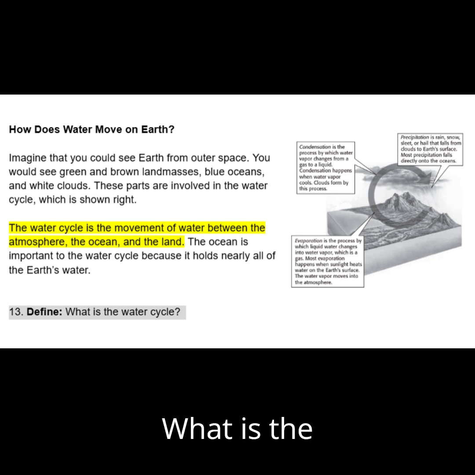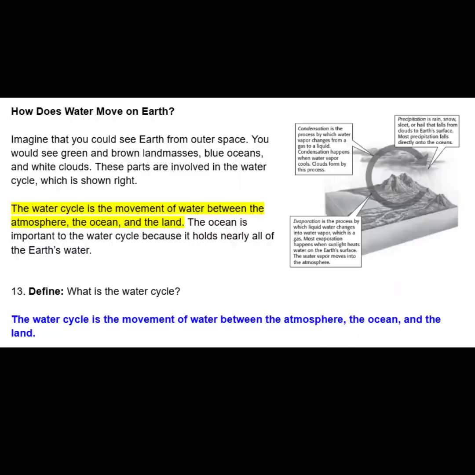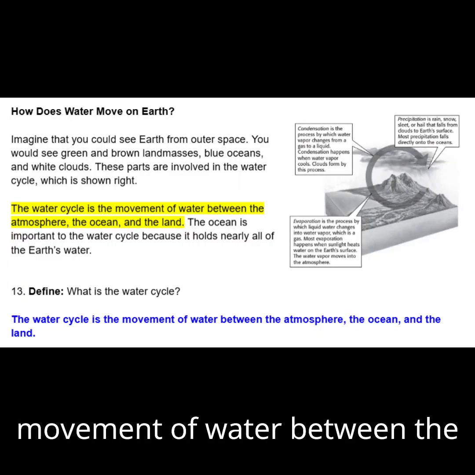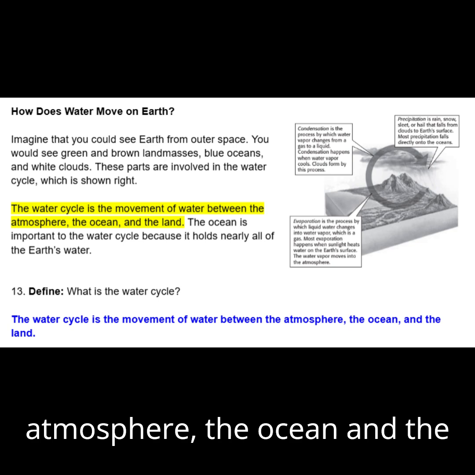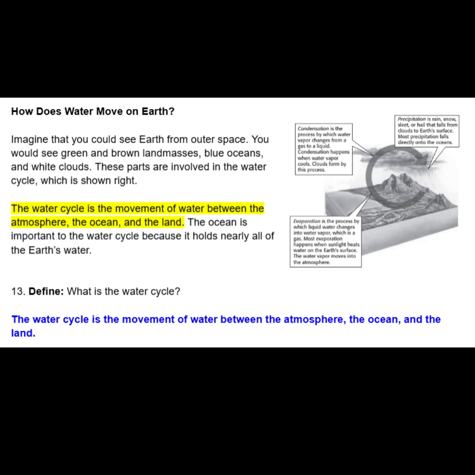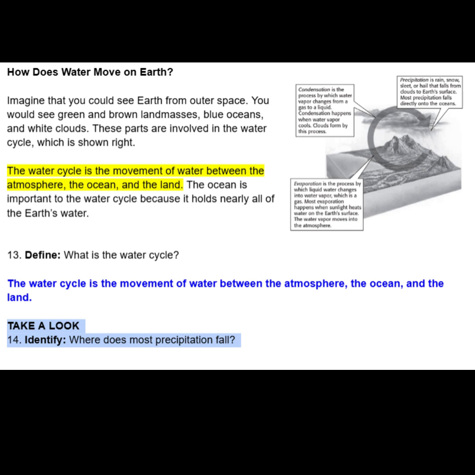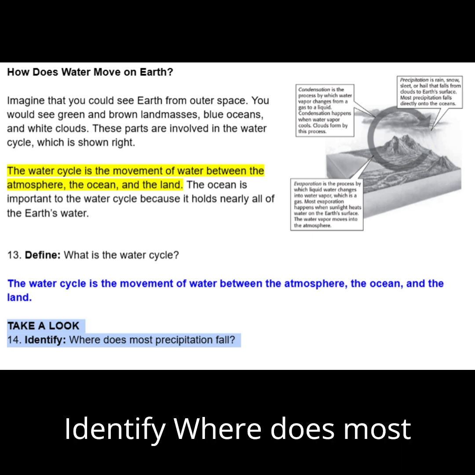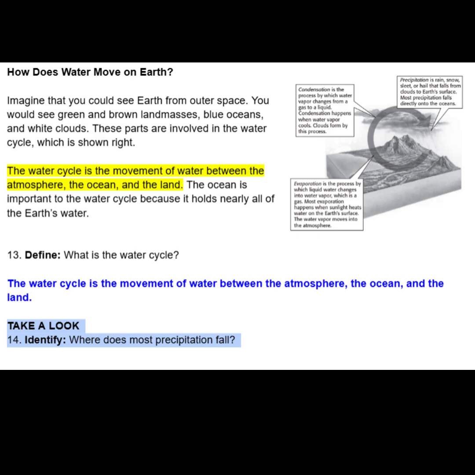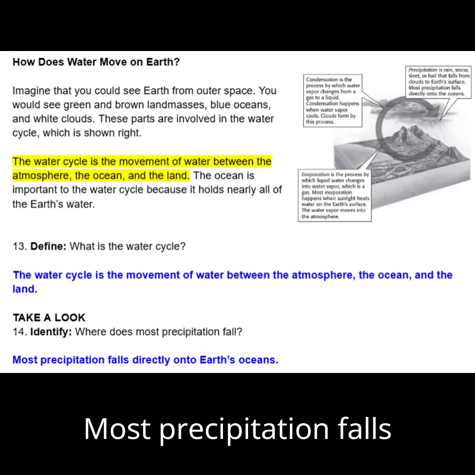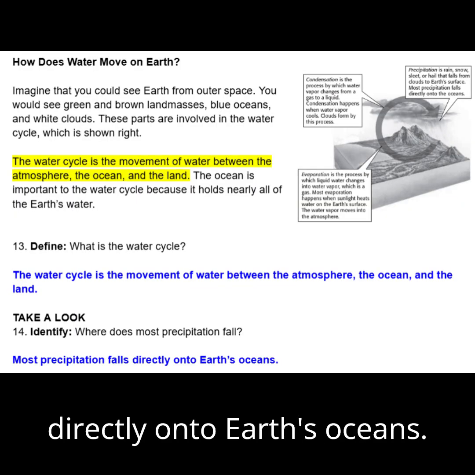Question 13. Define. What is the water cycle? The water cycle is the movement of water between the atmosphere, the ocean, and the land. Take a look. Question 14. Identify. Where does most precipitation fall? Most precipitation falls directly onto Earth's oceans.